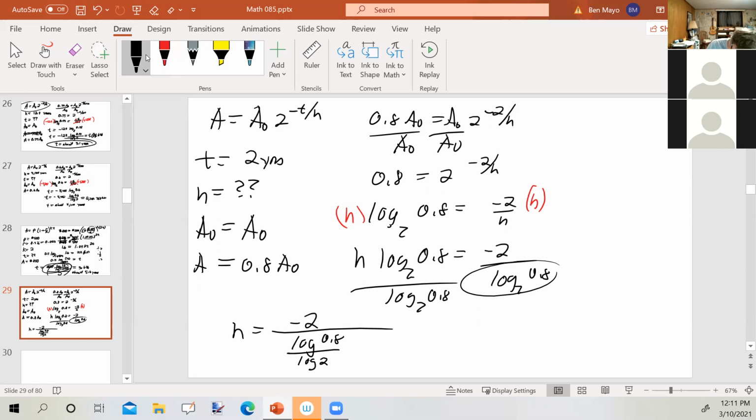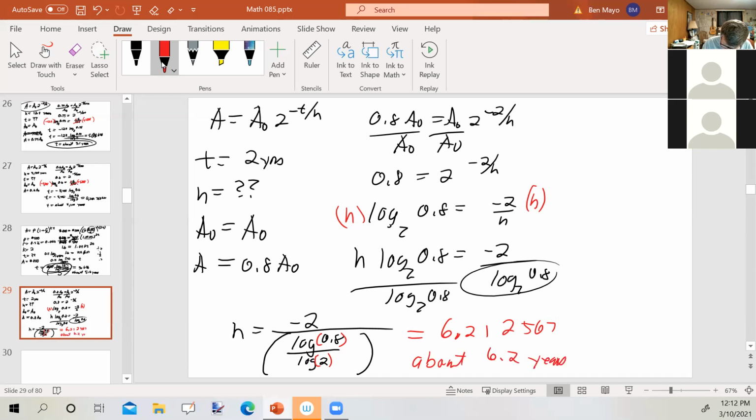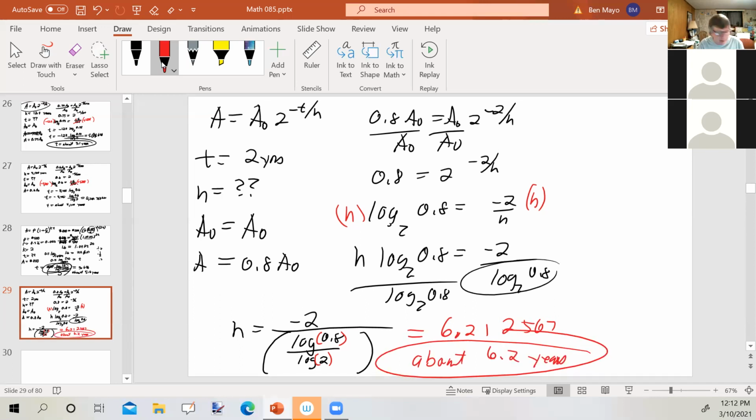But I want to be careful because I need to quantify this whole thing as well as the little parentheses that are going to be in there. Okay, so negative 2 divided by the quantities of parentheses, log of 0.8, close up the 0.8, divided by the log of 2, close up the 2, then close up the entire thing. And I get 6.21257, etc. And to the nearest tenth of a year, it's about 6.2 years. Any questions on that?